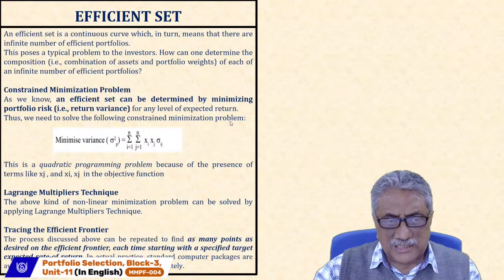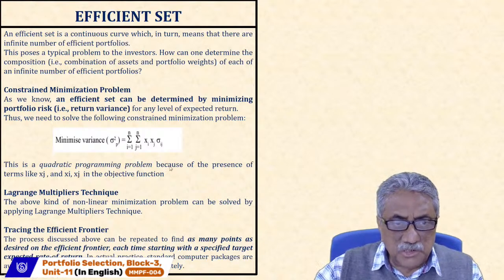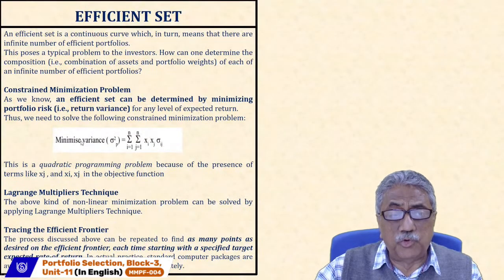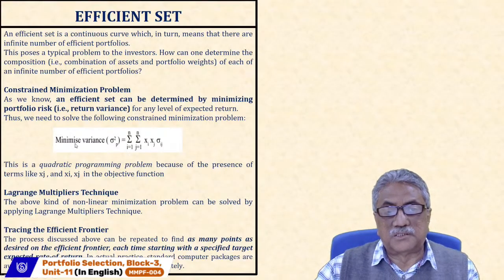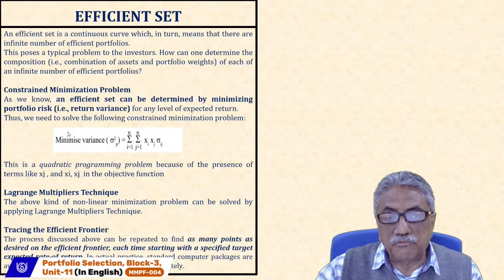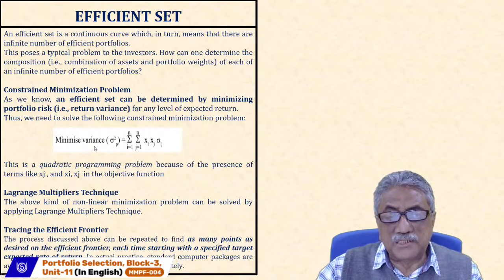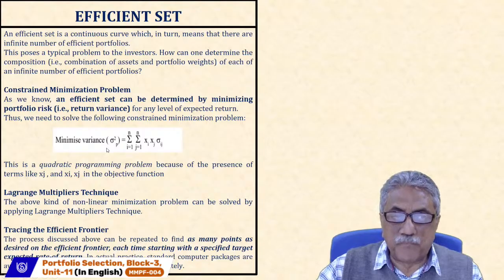If you can remember from last class, there is stock 1, stock 2, and the correlation between the two stocks gives the variance of the portfolio. I have to minimize this. This is the financial model for minimizing the variance, which is nothing but the risk of the portfolio.